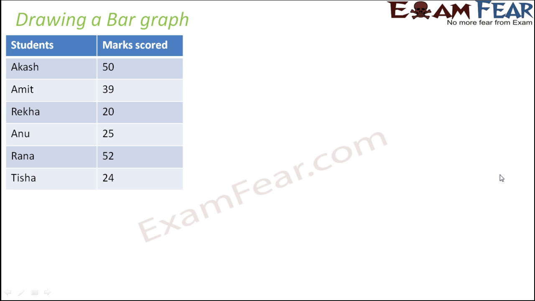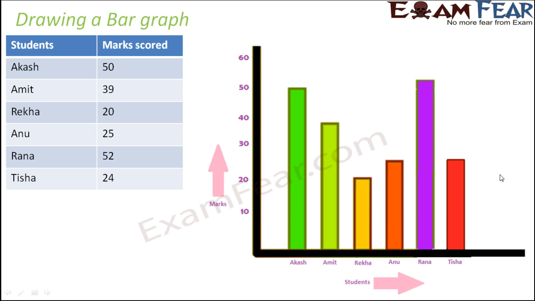So now we will understand how we draw a bar graph, and when drawing a bar graph, choosing the scale is the most important thing. Let's say that we are given this table where the names of the students and their marks are given. We need to draw a bar graph. This is how the bar graph would look.